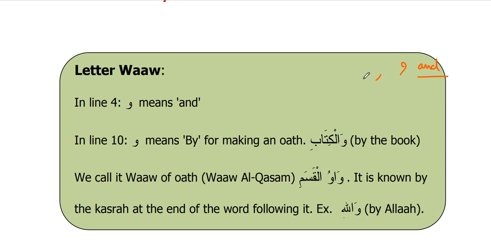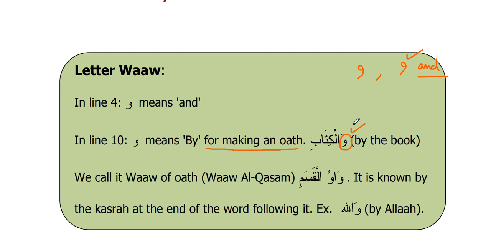There is another wow, and this wow we will learn as wow al-qasam, for making an oath. Whenever Allah subhanahu wa ta'ala makes an oath in his book, his Quran, then he uses the letter wow. And how do you recognize between the conjunction wow and the oath wow of qasam, or I can say wow al qasam?